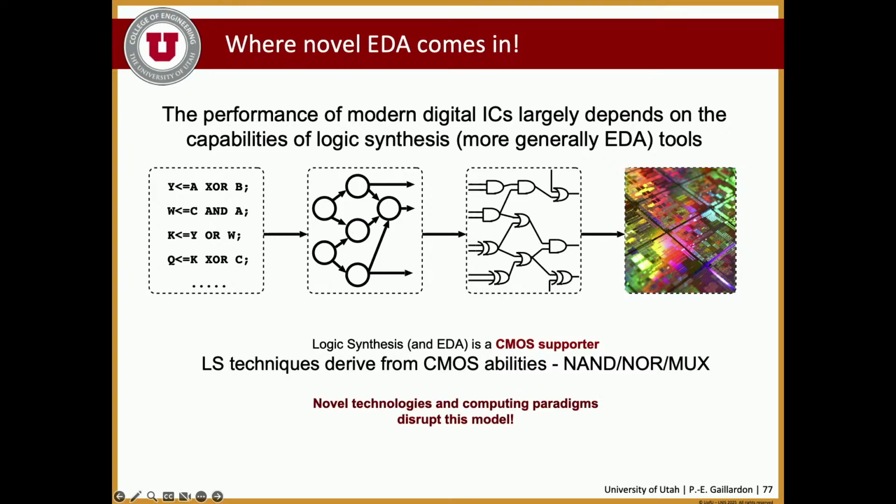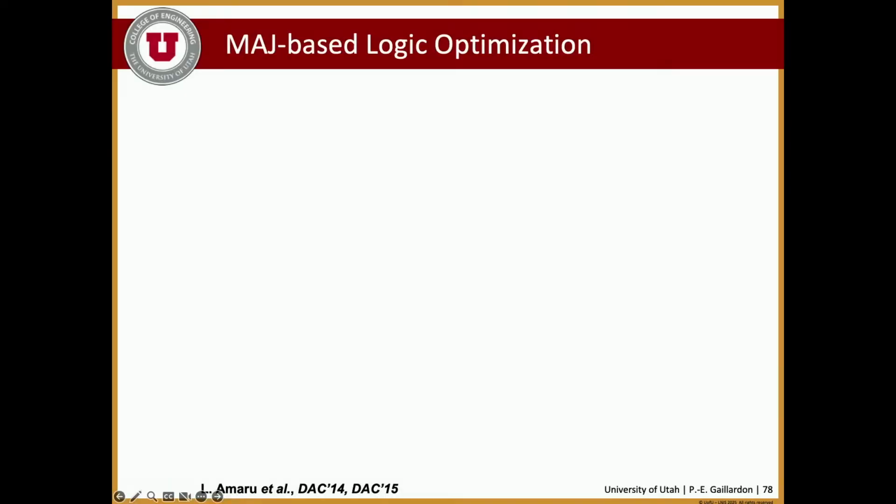But can we go beyond that? Can we actually disrupt this model? Can these novel technologies and computing paradigms disrupt this model? That's what we've seen with these new transistors, right? They are very, very efficient at implementing XOR gates and majority gates. So can we find ways to support that a little bit better?